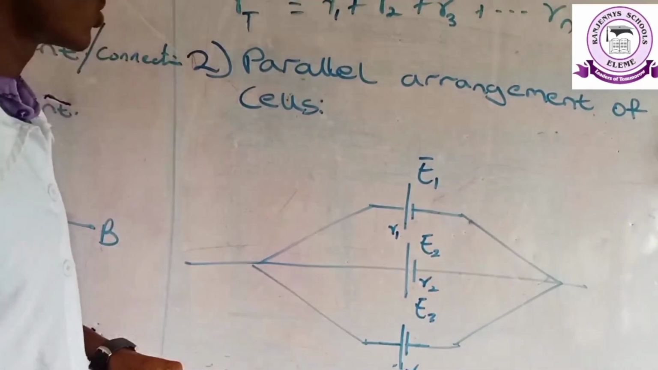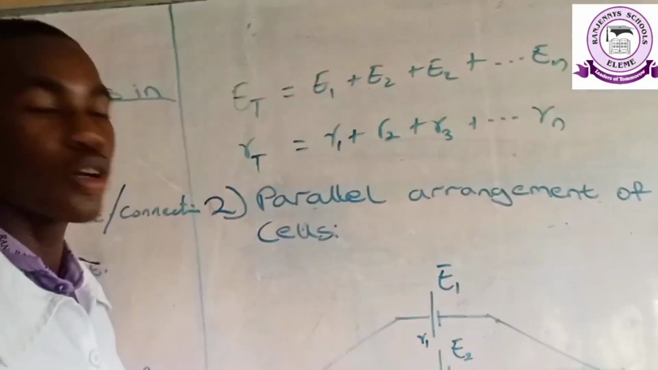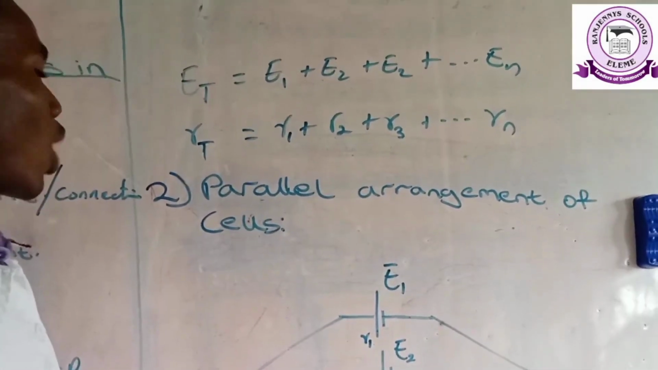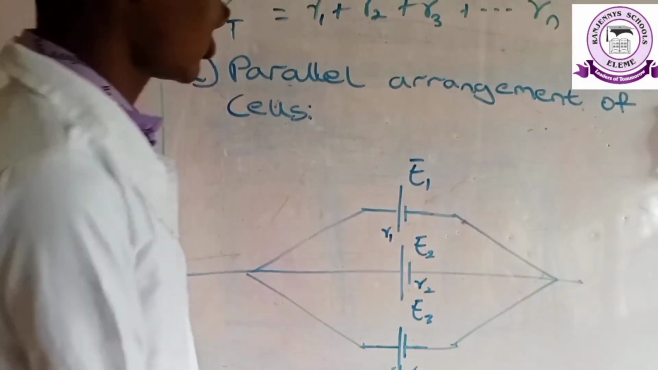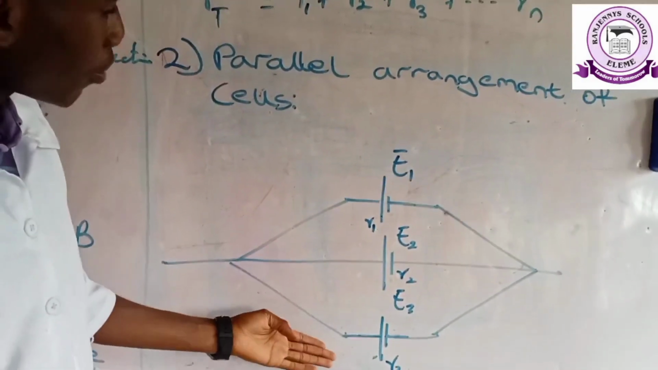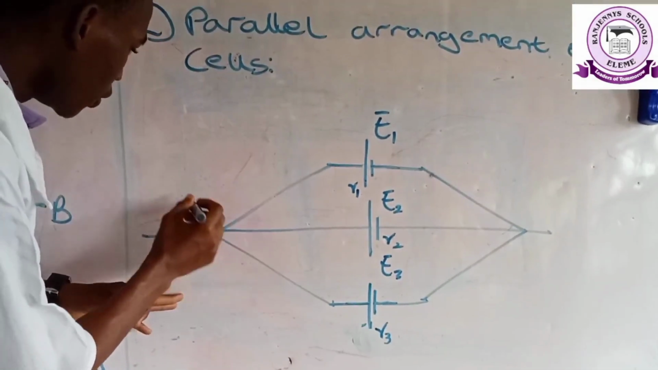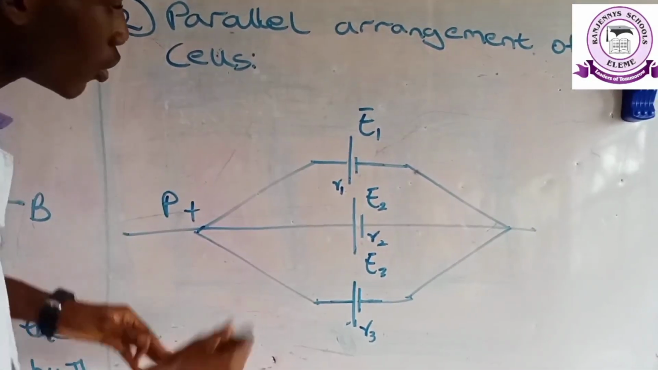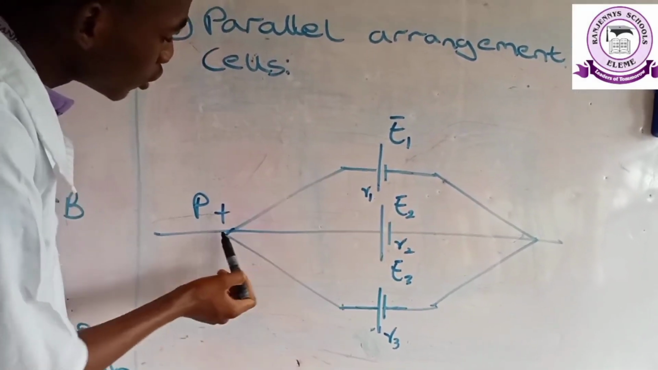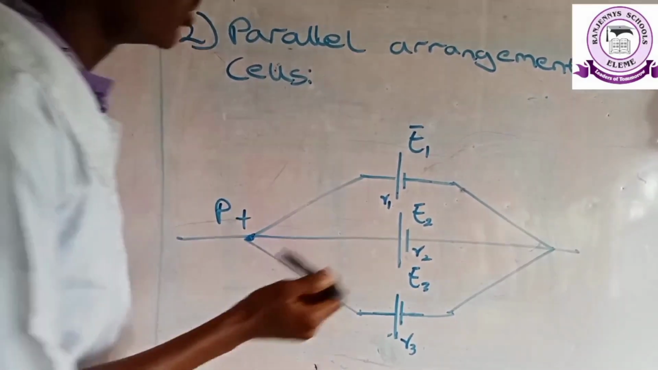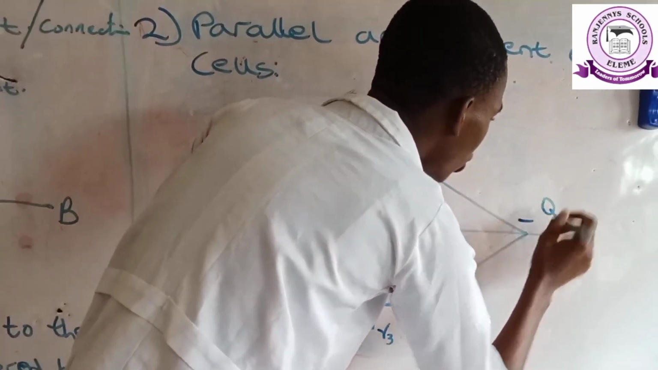Parallel arrangement of cells is an arrangement whereby all the negative terminals of each cell are joined at one point and all the positive terminals of those cells are joined at another point. Here is a diagrammatic setup of parallel arrangements. Let's take this to be P. This is the positive terminal. As you can see, all the positive terminals of each battery are connected to this common junction, and all the negative terminals connected to this other junction. Let's call it Q.